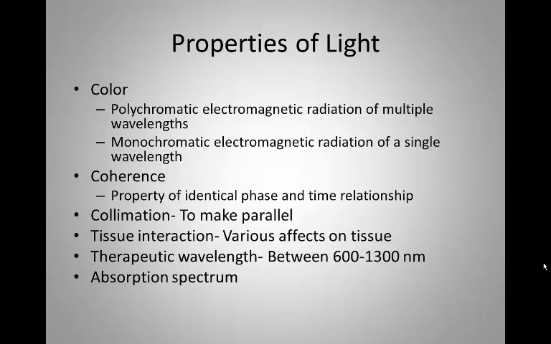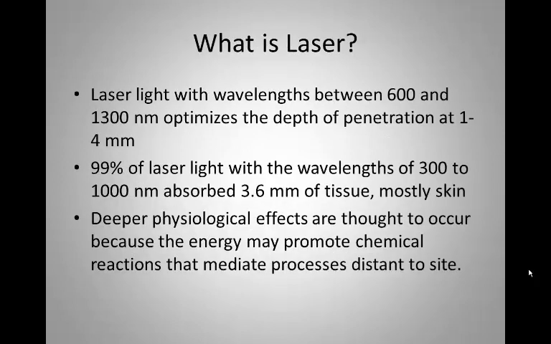Tissue interaction, various effects on tissue. Therapeutic wavelength is between 600 and 1300 nanometers. And there's absorption spectrum. So basically, what is a laser? A laser light with wavelengths between 600 and 1300 nanometers optimizes the depth of penetration, so at 1 to 4 millimeters. So you're really getting down 1 to 4 millimeters.